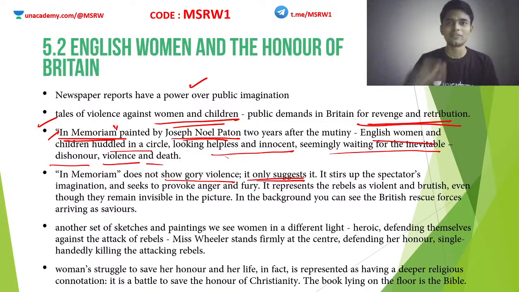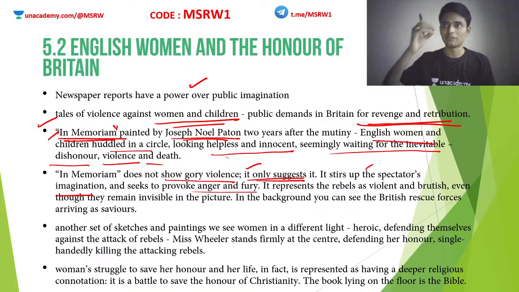But the facial expressions of these women and the body language of the children all suggest that they are very much afraid and helpless, and that they are going to die very soon. Such images will have a huge impact on the viewer. So this was the suggestion. It only suggests violence. It stirs up the spectator's imagination and seeks to provoke anger and fury. When the spectator sees women and children helpless and in a very fearful situation, obviously the viewer can imagine what is going to happen. Each and every viewer can imagine in his own way. This is how the artist painted that picture. That is why it is very important.